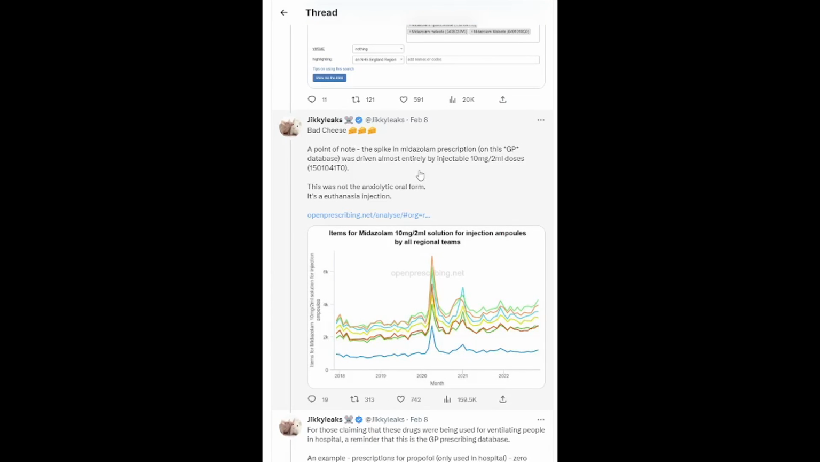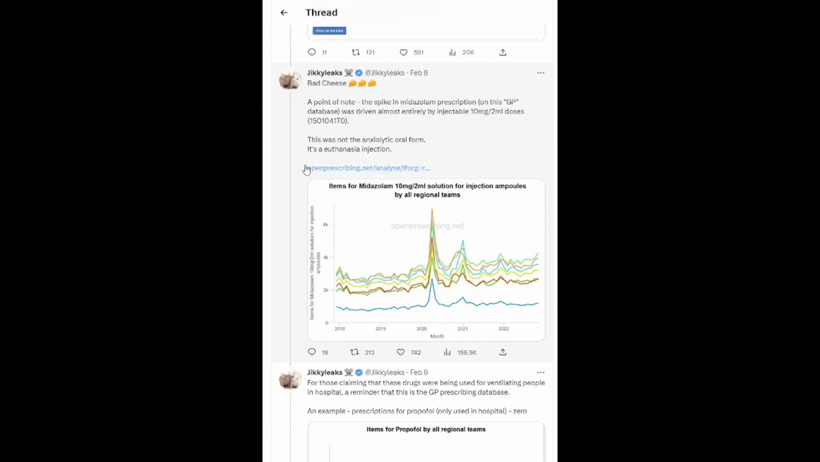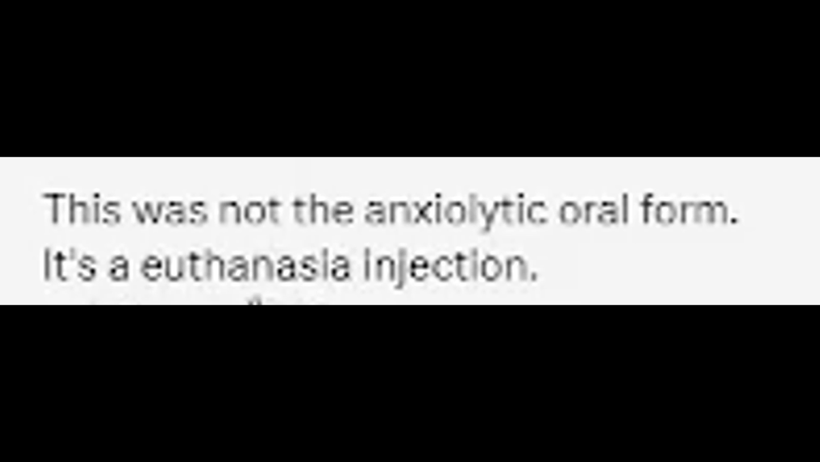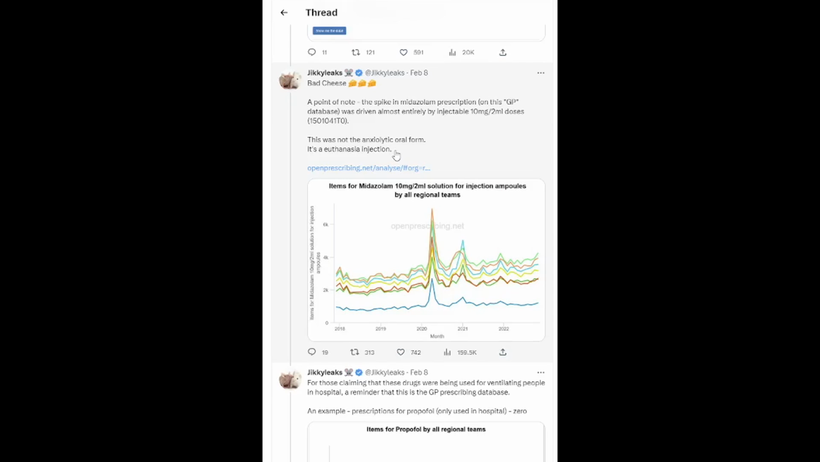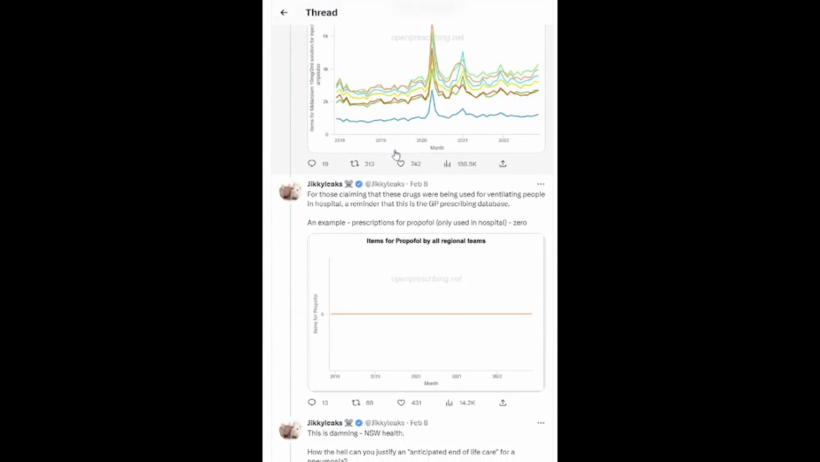And this spike, as I mentioned earlier, was for the injectable 10 milligrams. I'll let you read the words and make up your own mind about that.